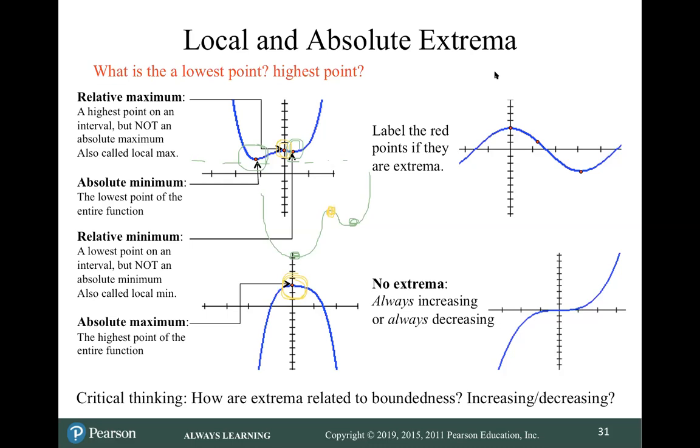So this graph here shows an example of it's always, always, always increasing, and therefore it's never going to have a maximum or a minimum. It's always increasing. So there's never going to be a turning point where we hit a maximum or a minimum. Okay, I'd like you to try this example where you label the red points as either maximum, minimum, relative, absolute, or none. And then we'll go through it together.